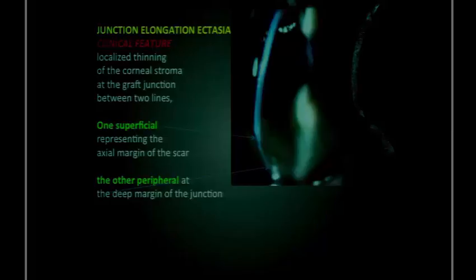One of the typical clinical features of this ectasia of the junction is that you can see two lines: one superficial that represents the axial margin of the scar, and the other at the periphery that is on the deep margin of the scar. You see on the right side of the OCT exactly what we are seeing at the slit lamp.